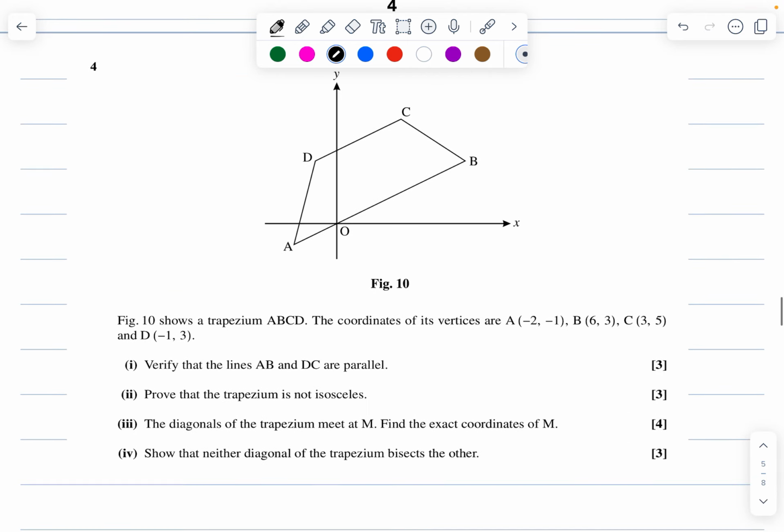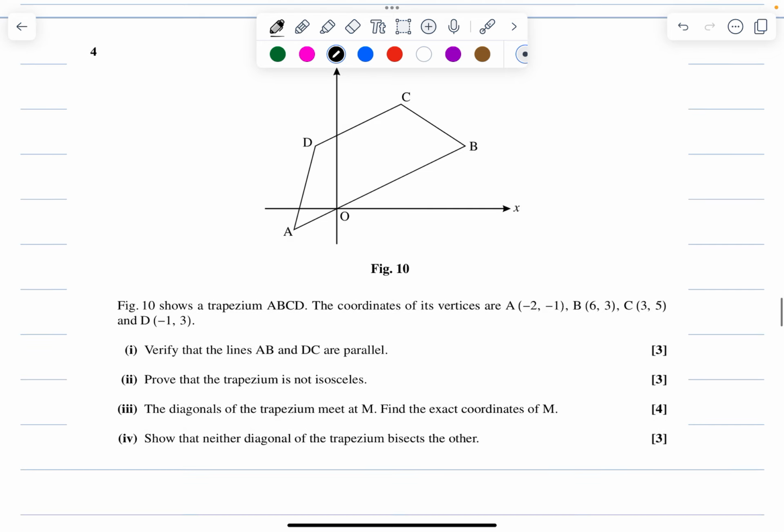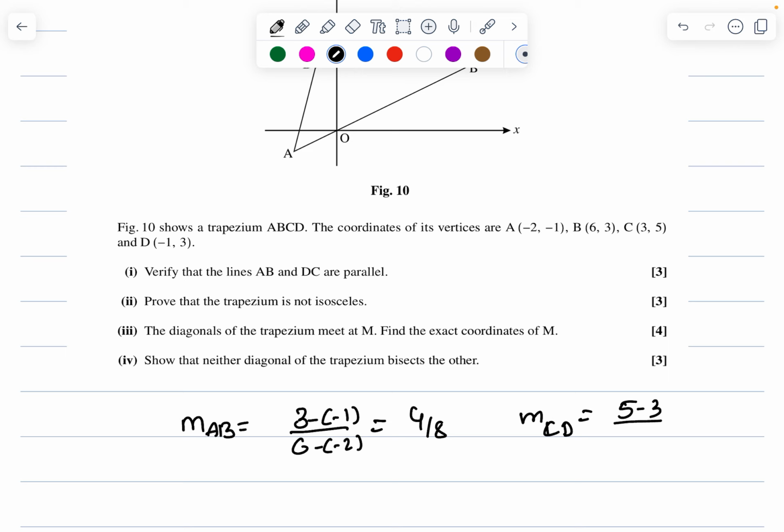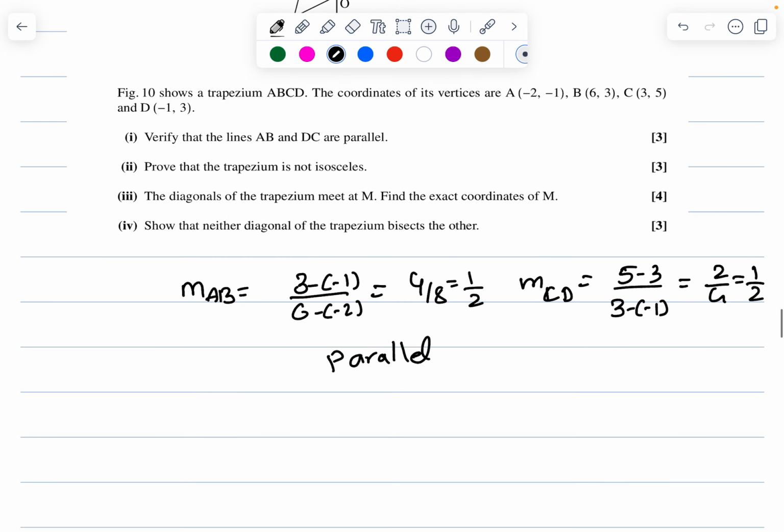Question number 4. Verify that AB and DC are parallel. So what am I going to find? The gradient of AB. 3 minus of minus 1 divided by 6 minus of minus 2, which is 4 upon 8. Gradient of CD: 5 minus 3 by 3 minus of minus 1, which is again 2 upon 4, which is 1 upon 2. Both are equal, therefore they are parallel, as the gradients are equal.